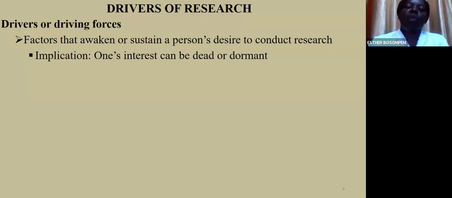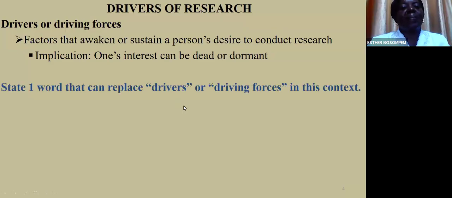Factors that awaken. The word awaken here is very important. So, the desire will be awakened or sustained. So, by implication, it means that your research interest can sleep or die or be dormant. So, once there is an awakening, it means action must be taken. Okay, please, let's go. Fine. So, I have a little task for you. State one word that can replace drivers or driving forces in this context. In what we just read, we have the word drivers or driving forces. Can you please give just one word?